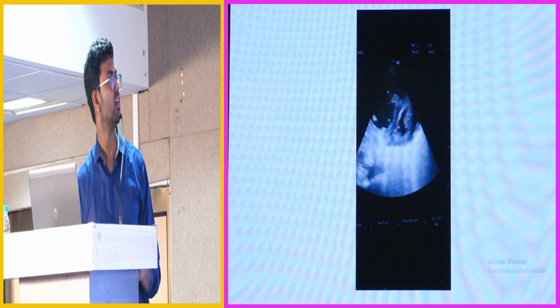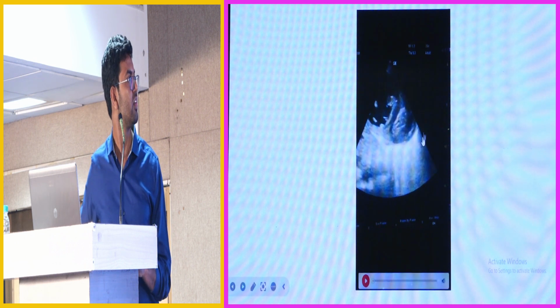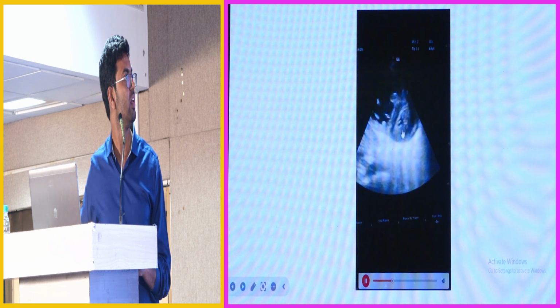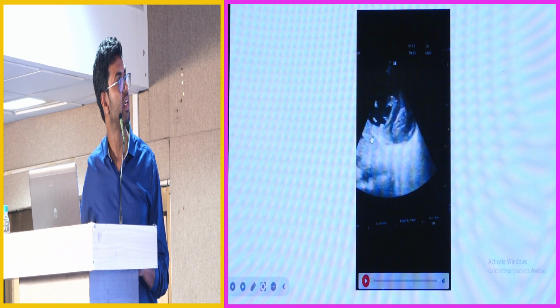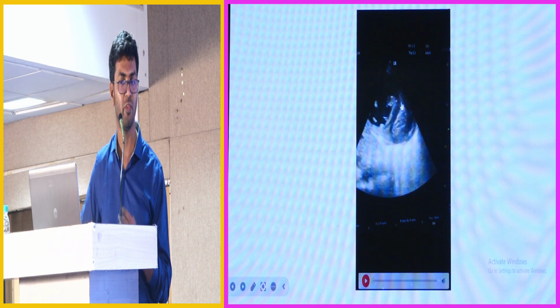As you can see, this is our LV. This is the interventricular septum, and this is our RV. The RV is dilated and huge, and the septum has moved towards the LV, and the LV cavity is so small. Why did this happen?